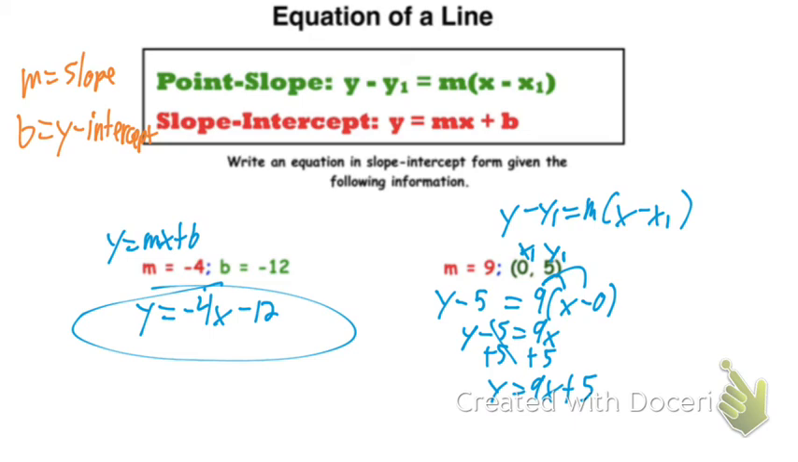Does this now look more like slope-intercept form? Yep, I think it does. I think it looks more like y equals mx plus b now. So we wrote an equation in slope-intercept form like it asked. So if we're given the y-intercept, we're like, oh, bet. But sometimes we're given the point instead.